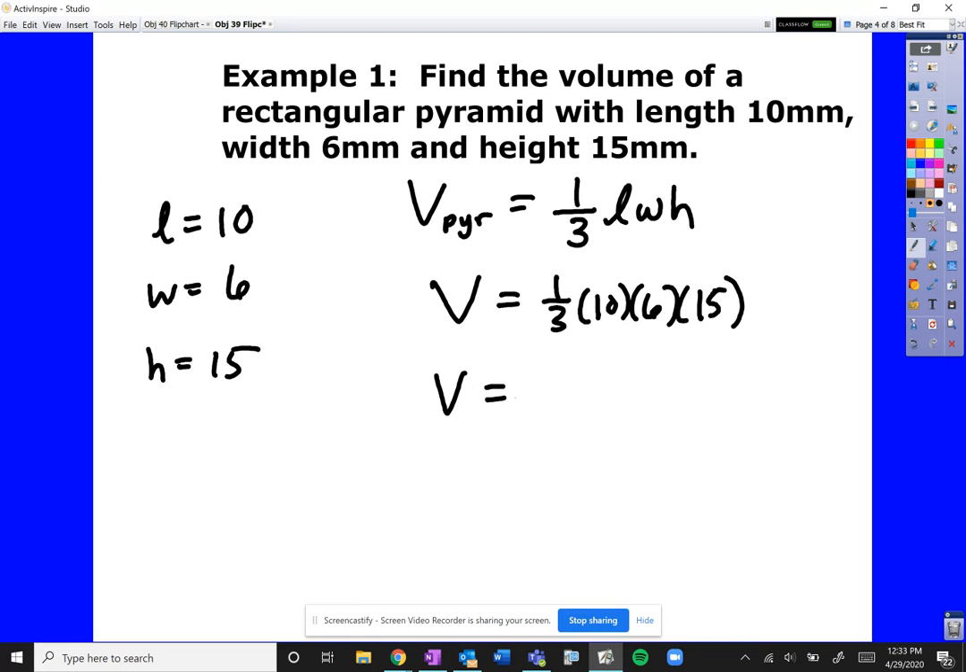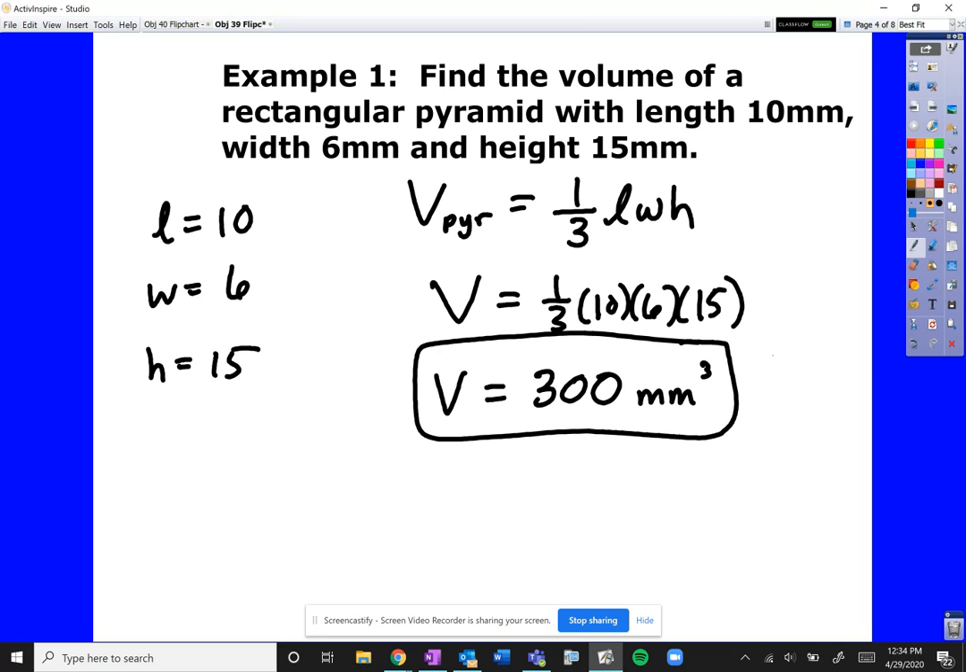So in our calculator, we can just do 1 divided by 3. That's its own thing. 1 divided by 3, 1/3 times 10 times 6 times 15. So we end up with 300 units cubed because we're talking about volume. Okay, not bad. Again, the only wrinkle in this formula for a pyramid is that if it takes 3 pyramids to fill a prism, then every pyramid is only 1/3 of that volume.